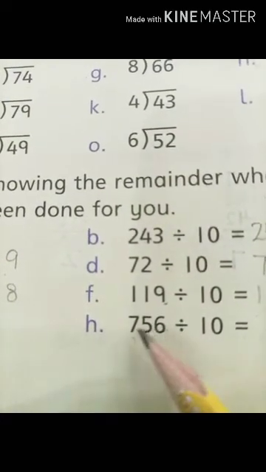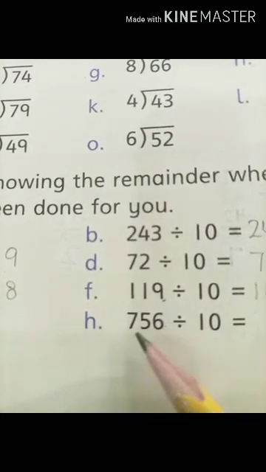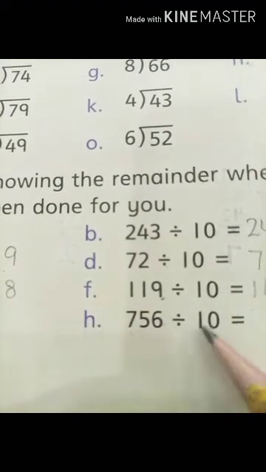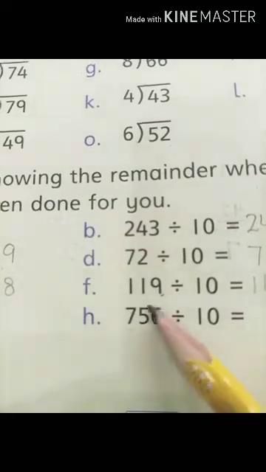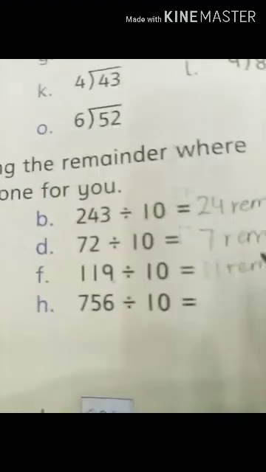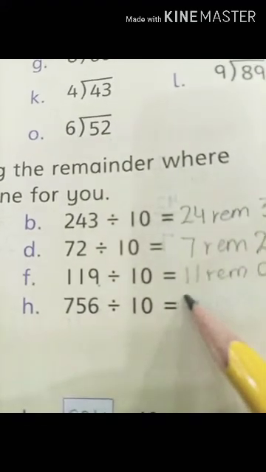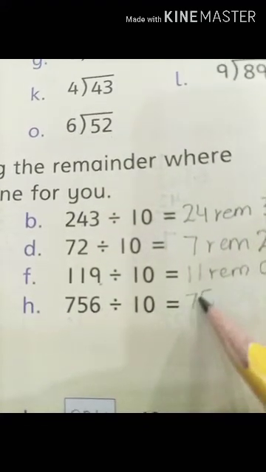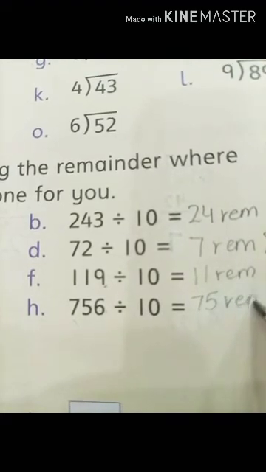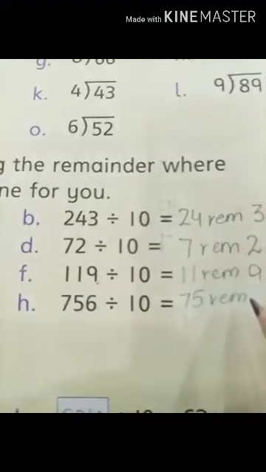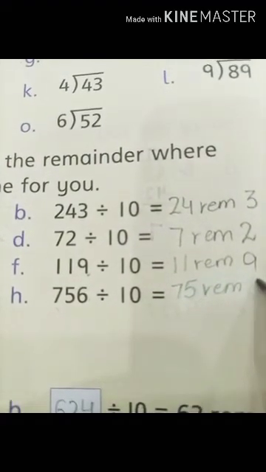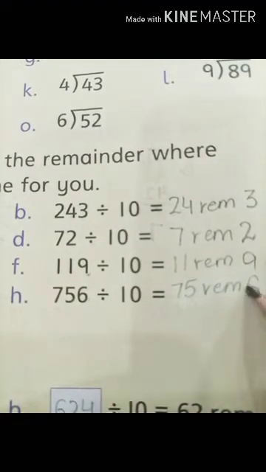Look at this, students. Tell me what will be the quotient and what will be the remainder. As our divisor is 10, this 6 will be our remainder and the quotient will be 75. So I am writing here that 75 is my quotient and my remainder is, here I am writing R for the remainder, 6. So look, I have written my remainder and my quotient here.